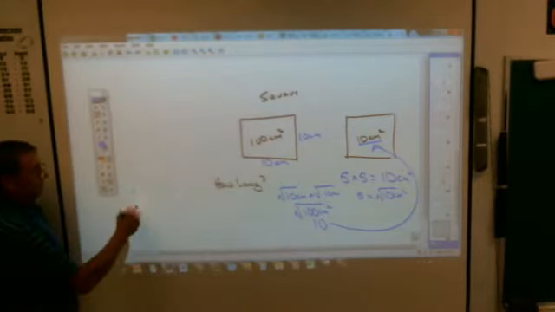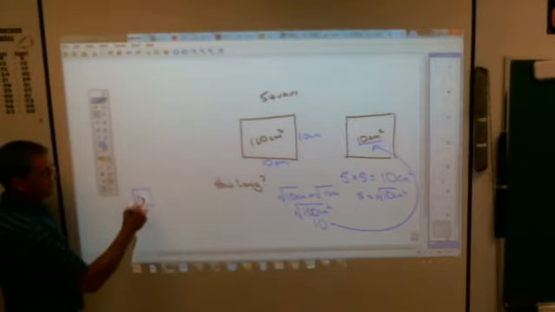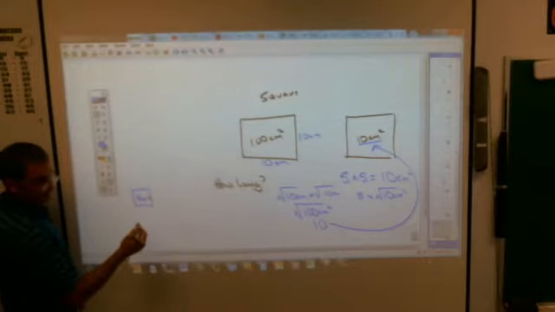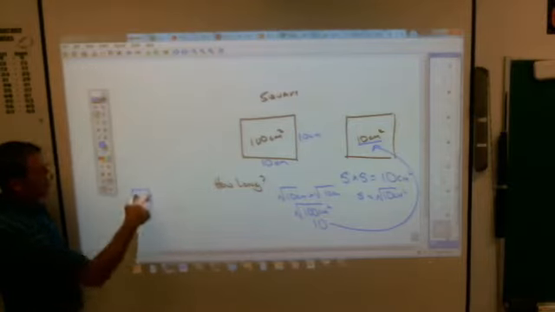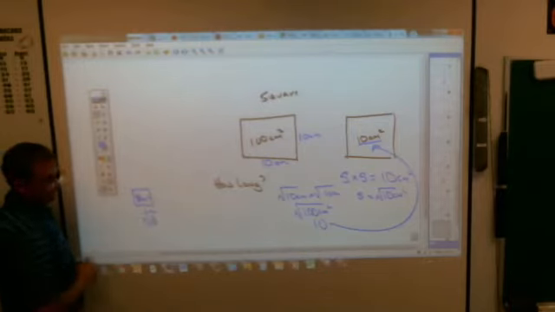Okay, so if they give you a square and they give you the area of it, let's say the area of this is 3 inches squared, what would each side be? Using the same thing we did there, what same number times itself gives you 3? The square root of 3. That's how long a side is.